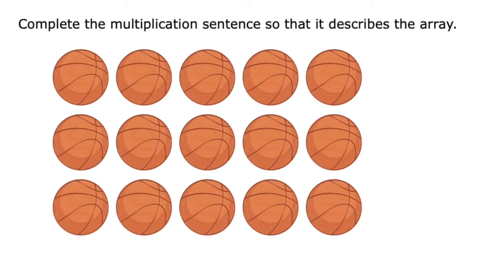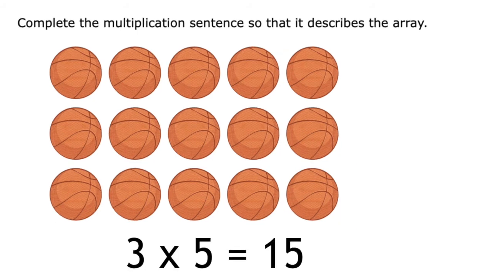Now we've got a bunch of basketballs. We have an array of basketballs here. I'd like you to pause and write the multiplication sentence for this group. This equation would be 3 times 5 equals 15, because I can see there are 3 groups of 5, and that gives us a product of 15. You could also write it as 5 times 3 equals 15.